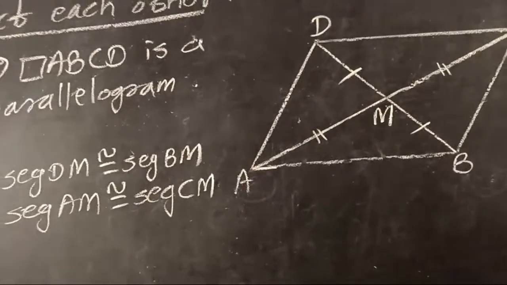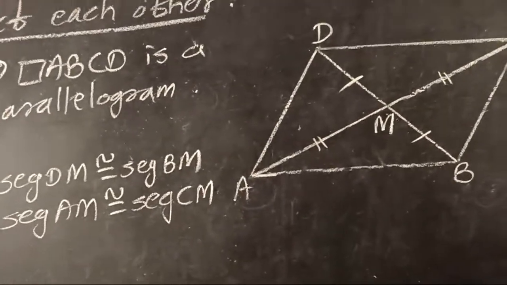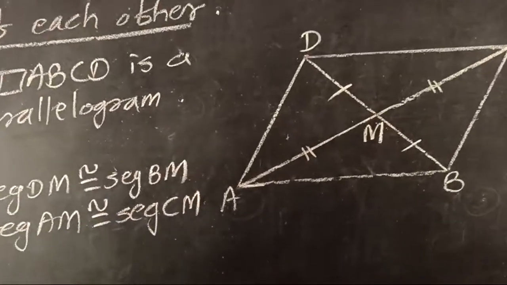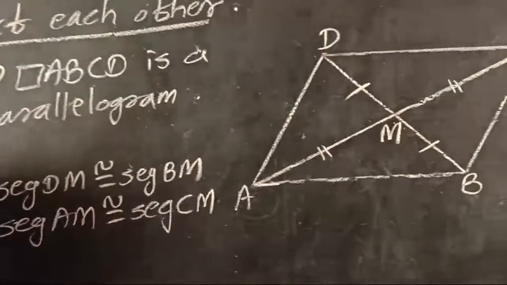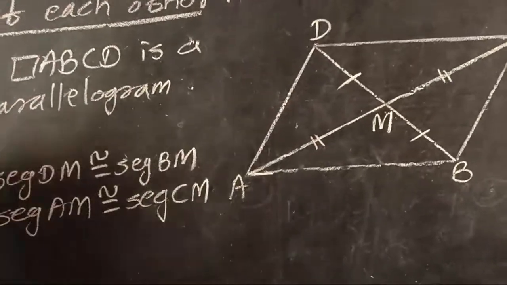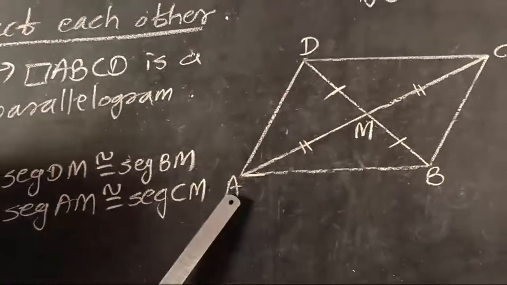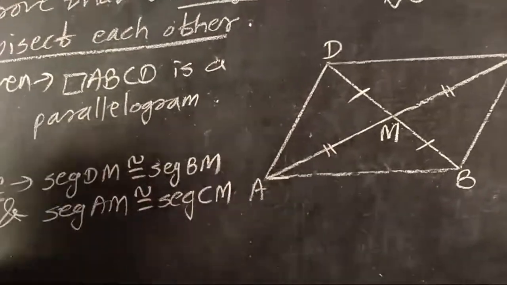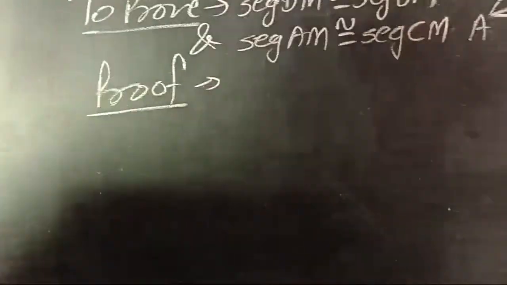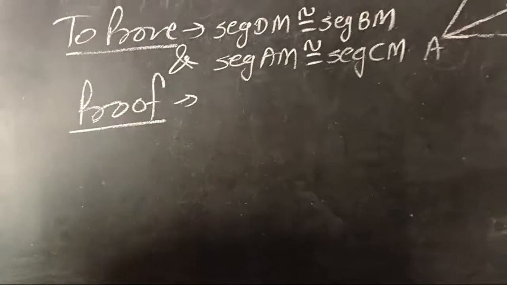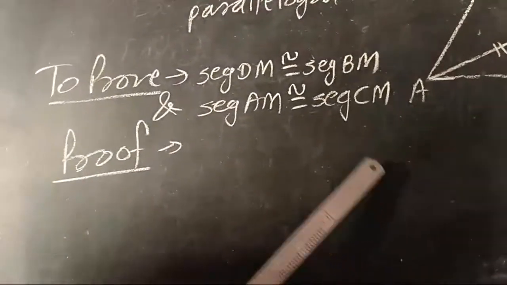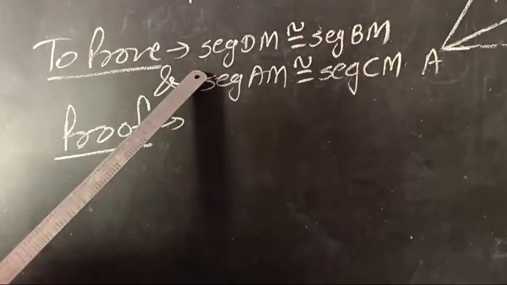Then the next part is, before that, construction, but construction is not essential here. Therefore the next part is proof. That is correct. In proof, the first step depends on what we have to prove. What do we prove here?